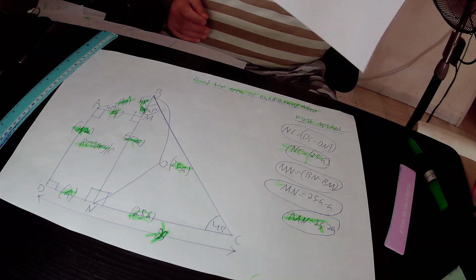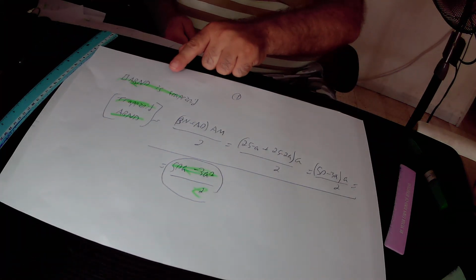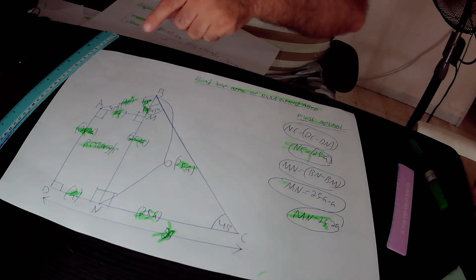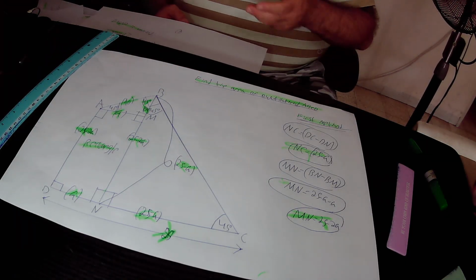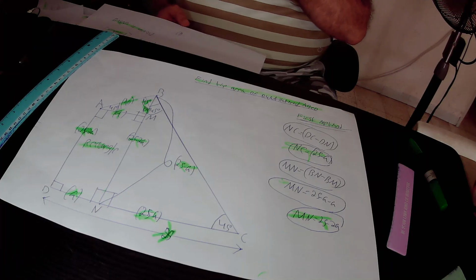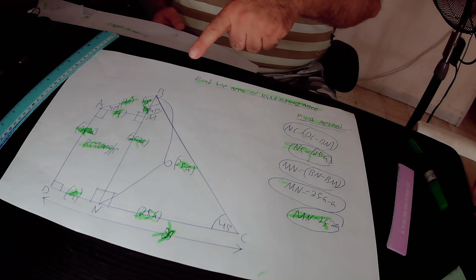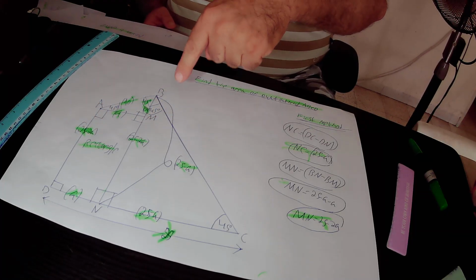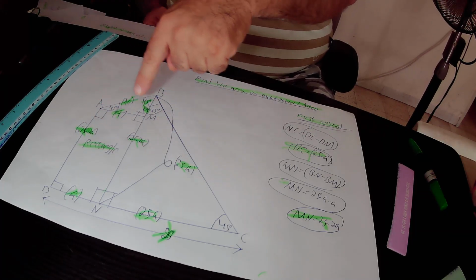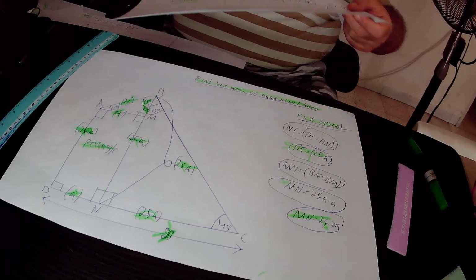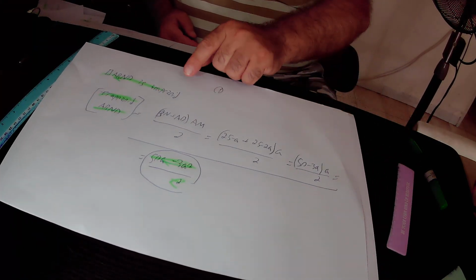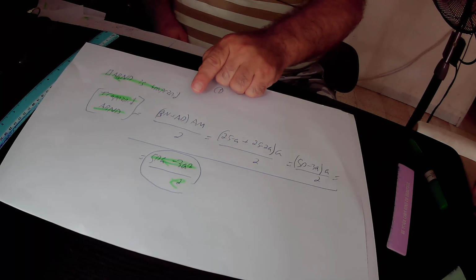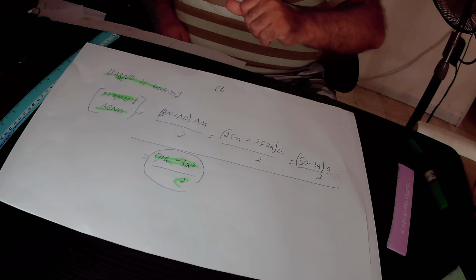So we found out that quadrangle ABND is a trapezoid. But what is the area of this trapezoid? According to the formula that I presented to you in the beginning of the lecture, the area of trapezoid ABND must be equal to the sum of its two parallel sides, that is to say BN plus AD, times the height AM, over 2.